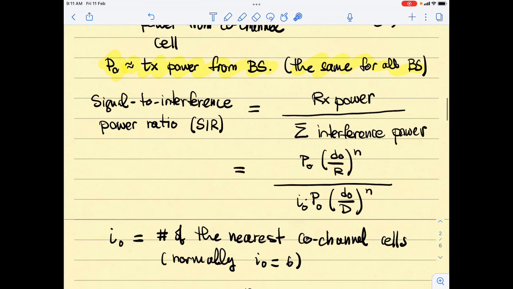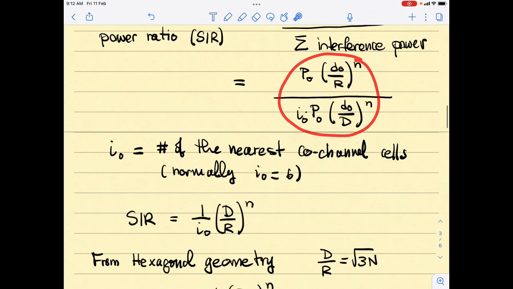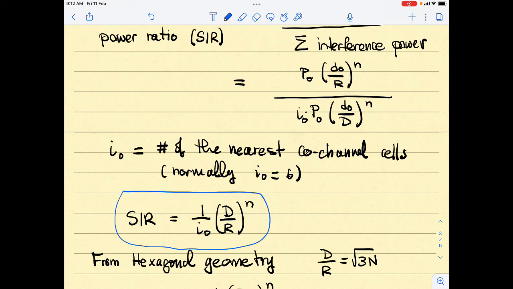Now remember there are going to be 6 of them, so you have to multiply by this number. So I0, what is I0? I0 is the number of nearest co-channel cells. Normally it's equal to 6. Later on we're going to learn how to cut this down. So with this we can simplify, and we have that SIR is equal to this: 1 over I0 times D over R raised to the power of n.